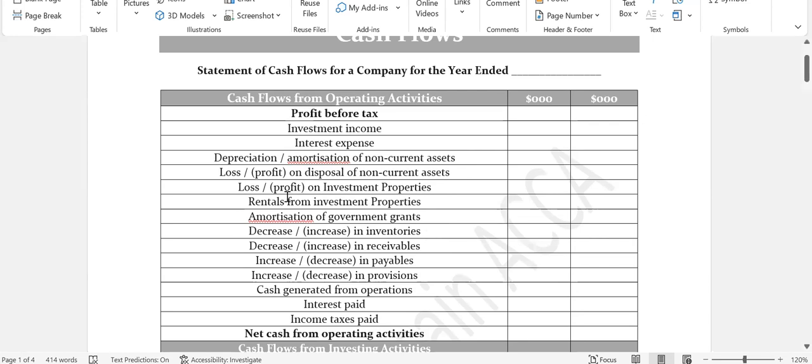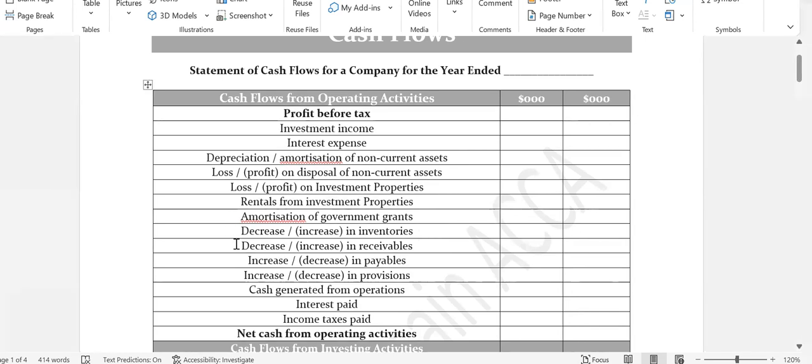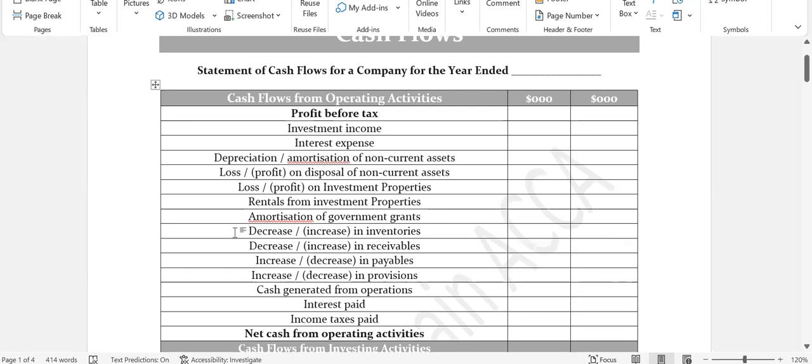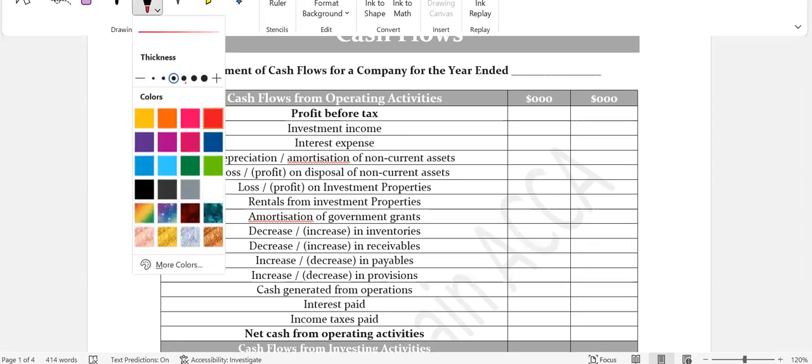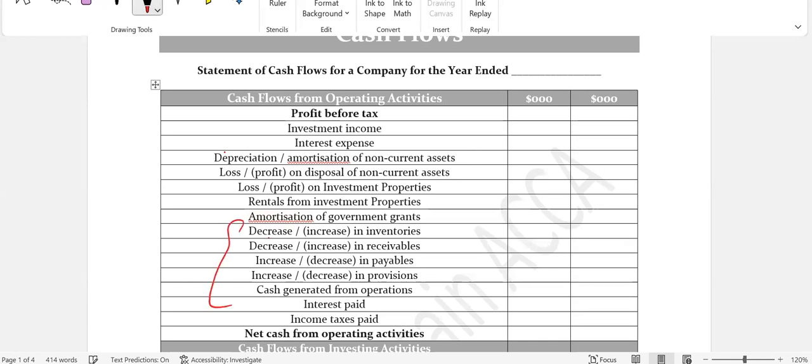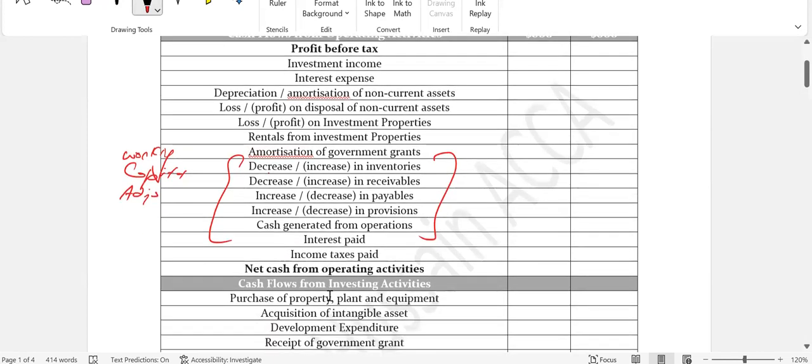And then we did some working capital adjustments, which is the increase or decrease in the inventory, increase or decrease in the receivables, and these things. So we are doing these working capital adjustments. Then we'll get the net cash from the operating activities.